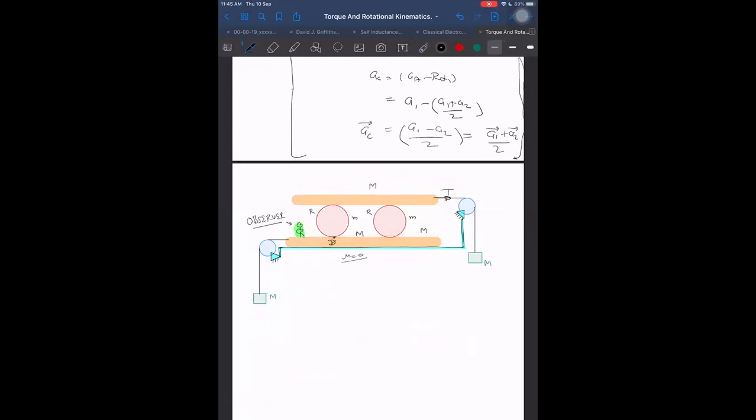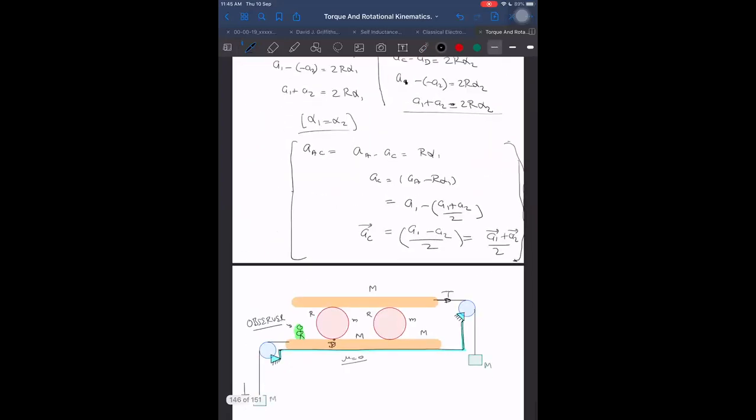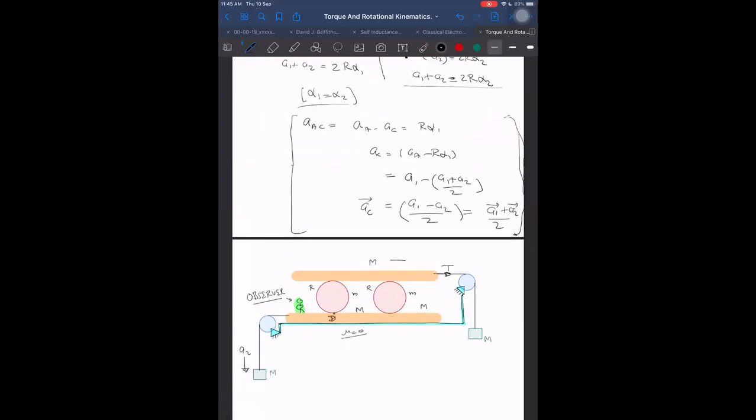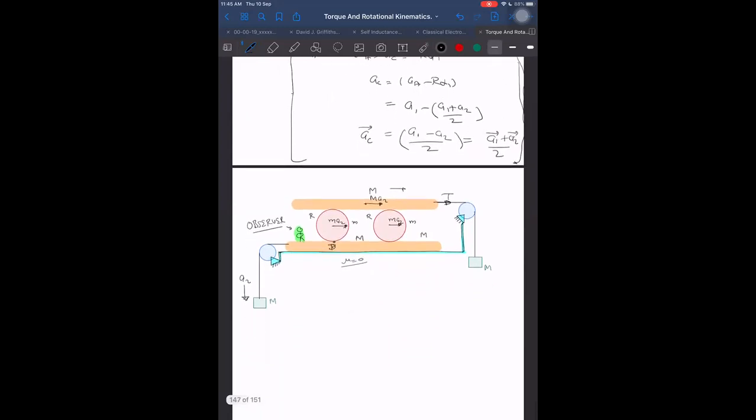The torque acting on the system, I have to take first of all pseudo forces. What is the acceleration of this plank downwards? Its acceleration I assumed to be A2 downwards. If its acceleration is A2 downwards, then the pseudo force will be M into A2 in the forward direction. And here also pseudo force will be M into A2. And here also pseudo force will be M into A2. Is that right? Right only, I think.